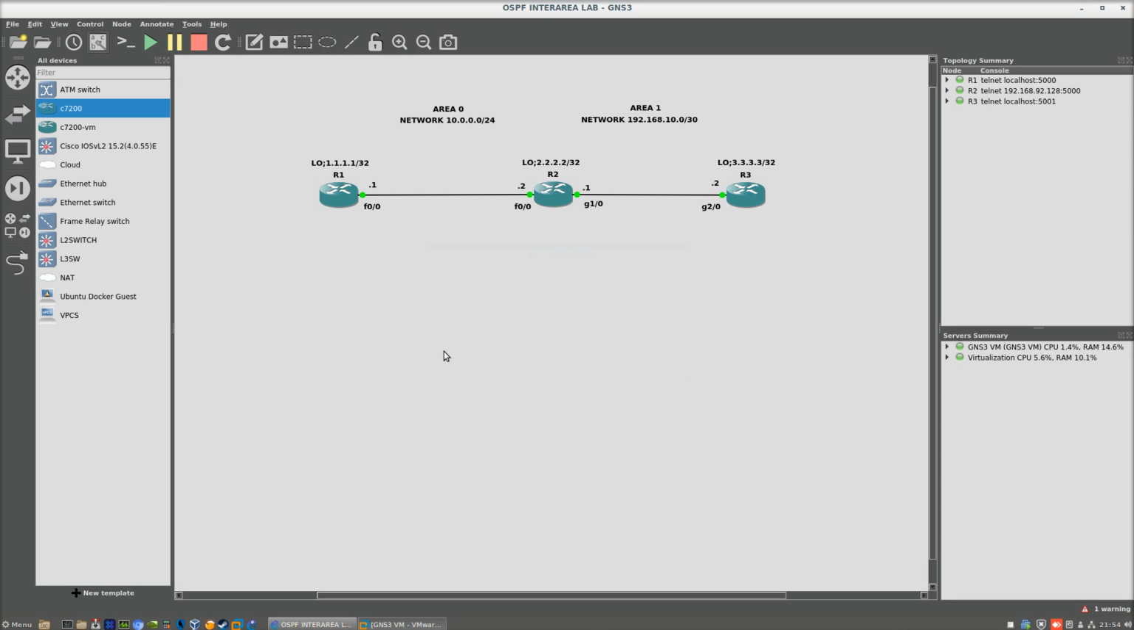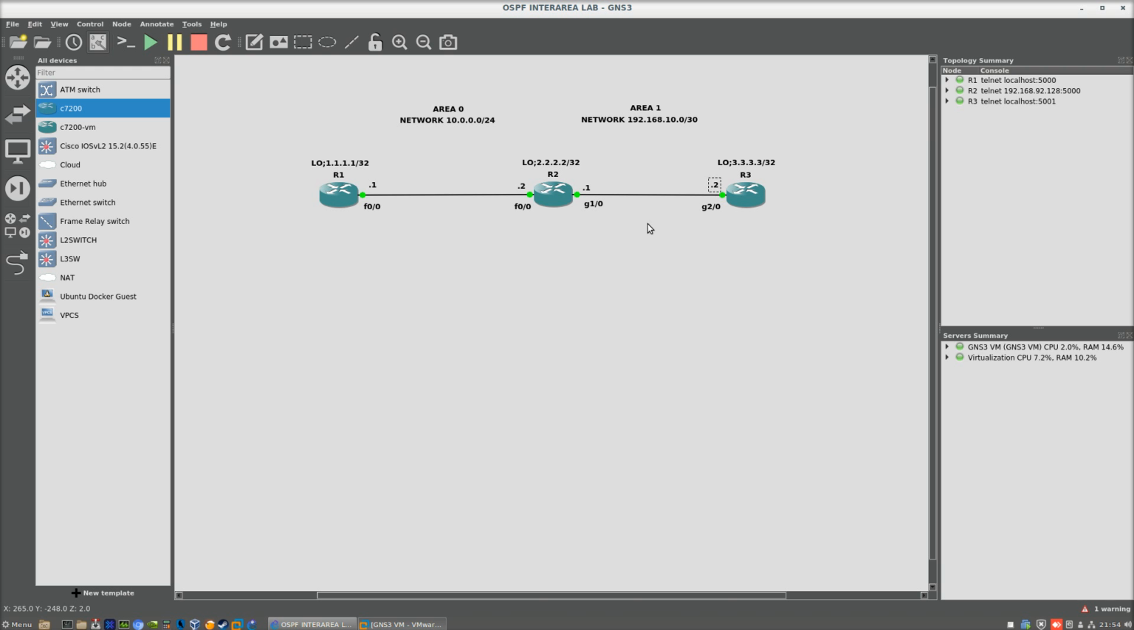Okay guys, in this lab we are going to configure an OSPF multi-area lab. We have three routers connected together. Router 1 and router 2 are connected in area 0 through the network 10.0.0.0/24, and router 2 with router 3 is in the network 192.168.10.0/30 and area 1.